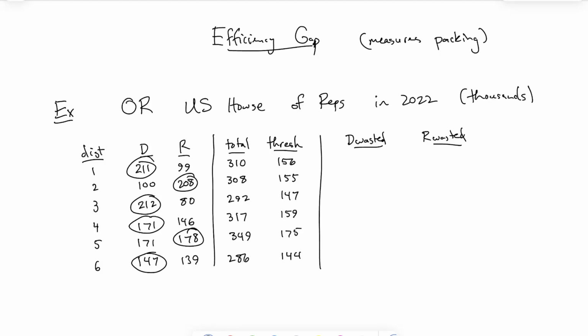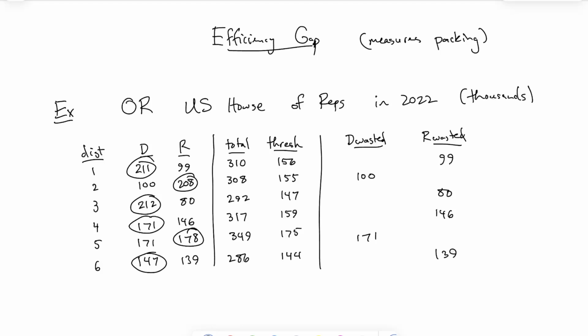And maybe it's easiest to just copy out the wasted votes for the losers every time. Remember, every vote for the loser is wasted. So all those numbers which I did not circle over there, they just copy directly into the wasted columns. So 99 wasted for the Republicans in the first one. In the second district, I have 100 wasted for the D's. Then I put the 80 over here, the 146 over here, the 171 over here, and the 139 over here. All right? Any votes for the loser are wasted. So you can just copy the loser votes directly into the wasteds.